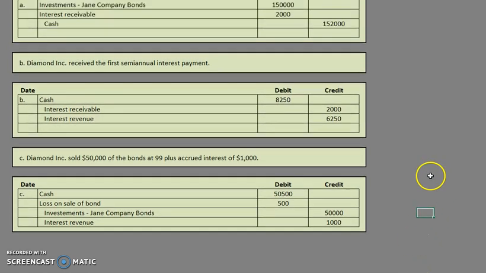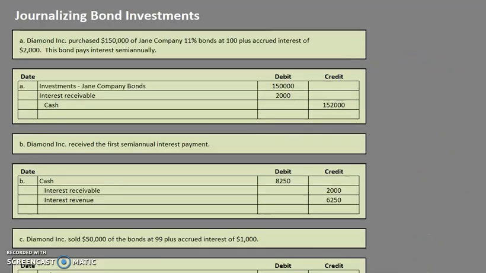We are done. So I hope you enjoyed this video of a very basic example of journalizing those bond investments. Go ahead and take a look at your textbooks to see if you see any other kind of interesting scenarios that we might run into. If you remember those basic rules for bonds, you still should be able to get through them and journalize them.